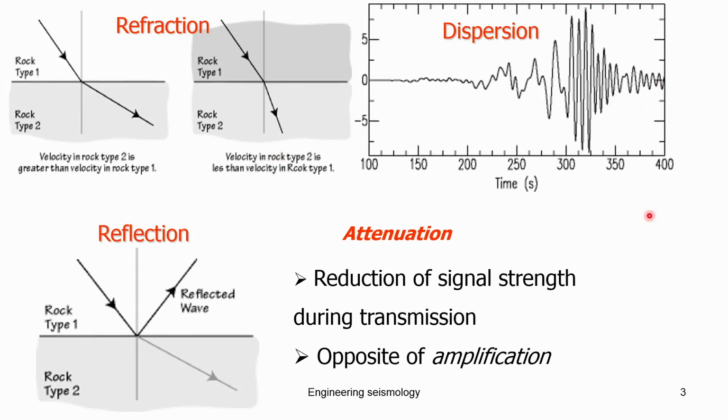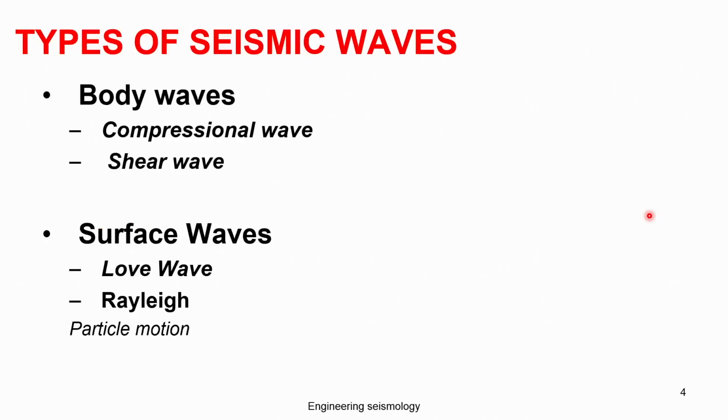Attenuation is basically reducing the wave amplitude. Increasing the wave signal strength or wave amplitude is called amplification. So, more or less, the four major phenomena which occur during wave propagation are refraction, reflection, dispersion and attenuation or amplification. These occur with respect to the waves as they travel.